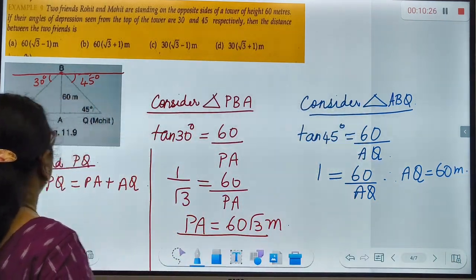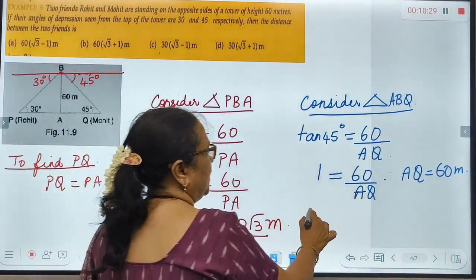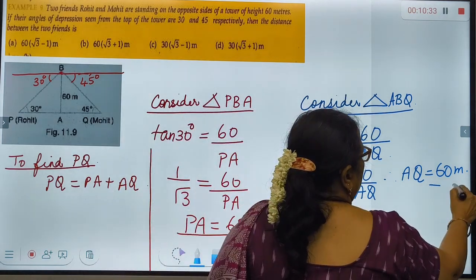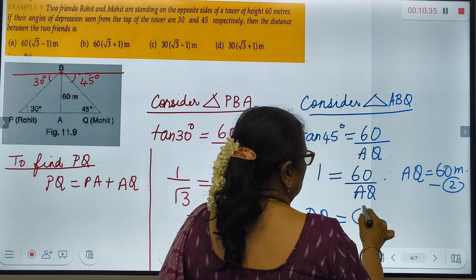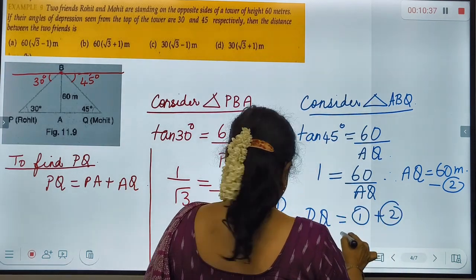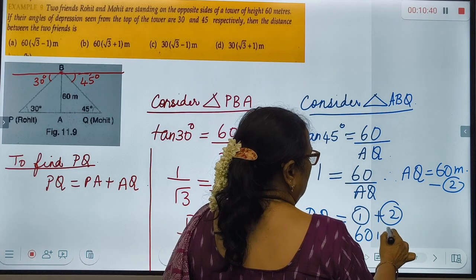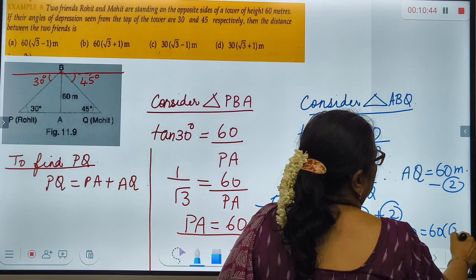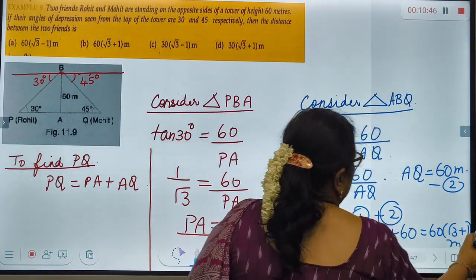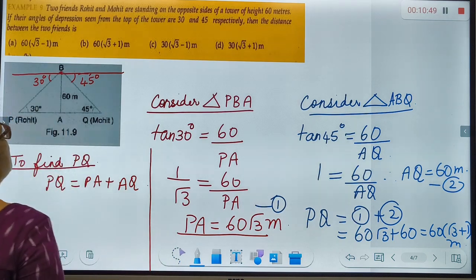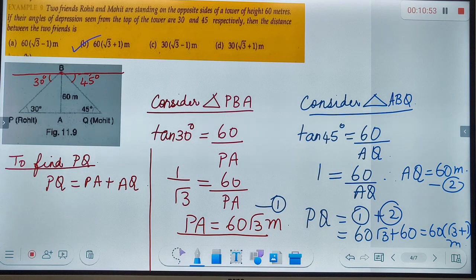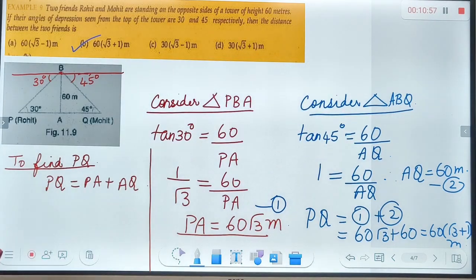So now what is it that we want to find? PQ. So PQ is 1 plus 2, which is 60 root 3 plus 60, which is 60 into root 3 plus 1 meters. 60 into root 3 plus 1 meter. So this is the correct answer. Is it clear? Are you able to follow?